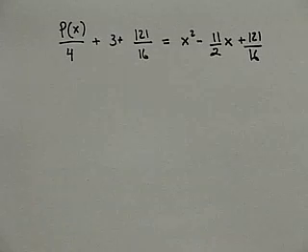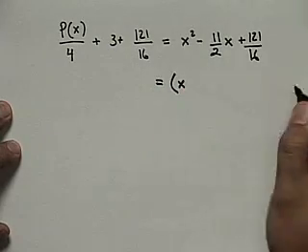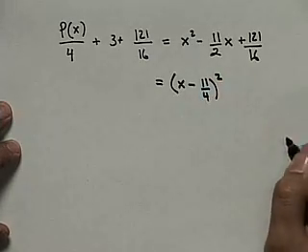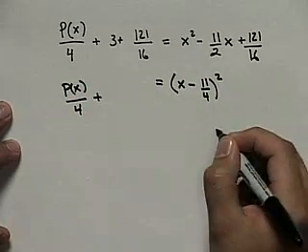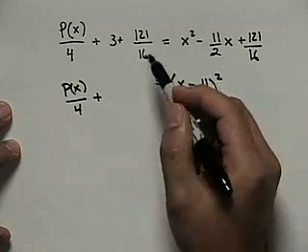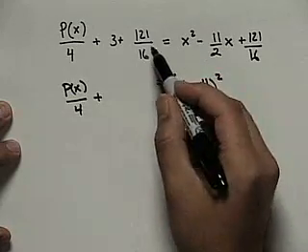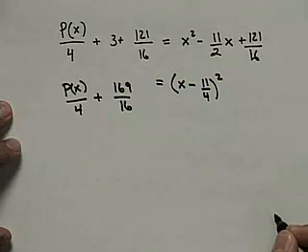So now, continuing with this, the next step is to factor the right side into a perfect square binomial. So what that will give us is x minus 11 over 4 quantity squared. And the other side becomes p of x over 4 plus, well, 121 over 16 plus 3 is the same as 121 over 16 plus 48 over 16. So 48 plus 121 is 169 over 16.